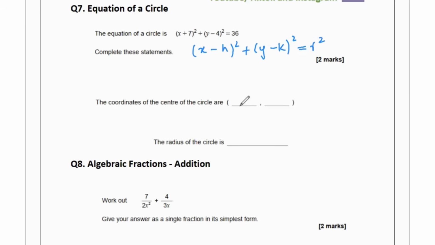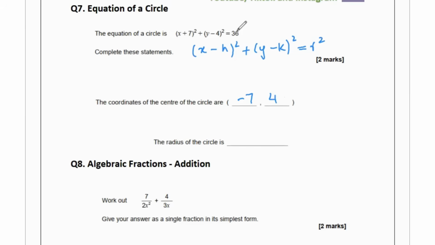So if in the case they gave us x plus something or y plus something, for example, over here it's x plus 7, it's going to be negative 7 over here, not positive 7. And 4 will be positive. Why? Because the general form of the equation of a circle is x minus h whole square plus y minus k whole square. So if anything is positive inside the bracket, you write it as negative in the coordinate.